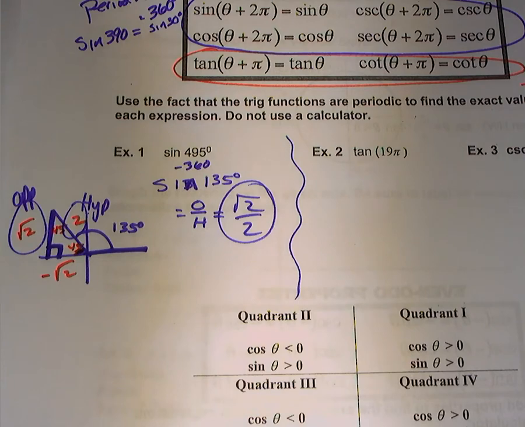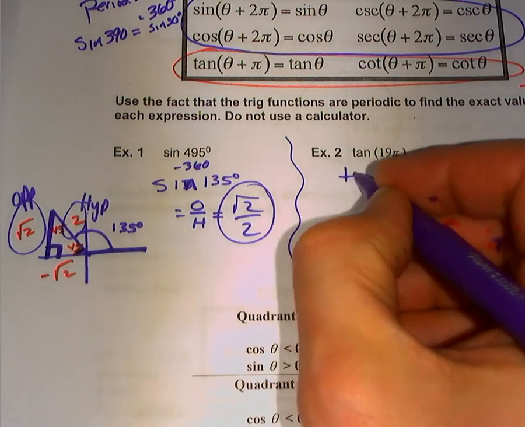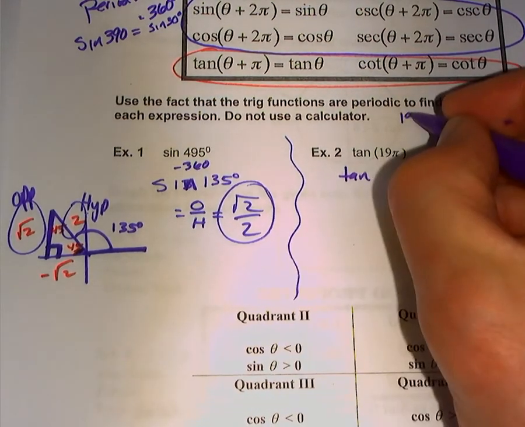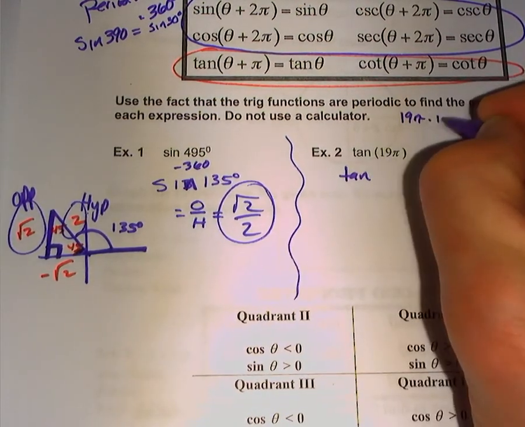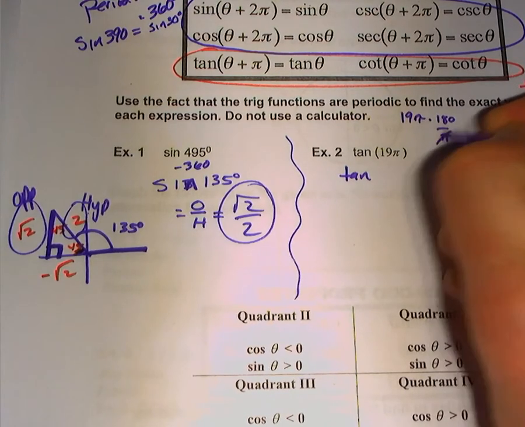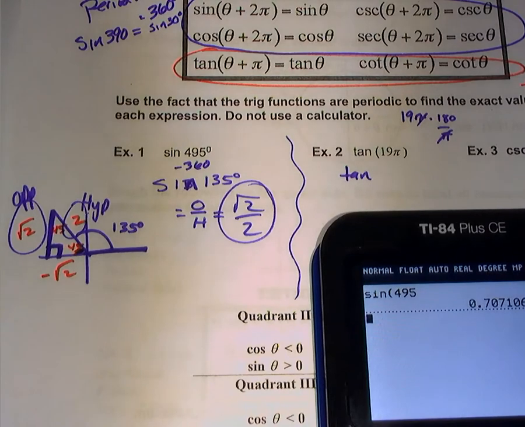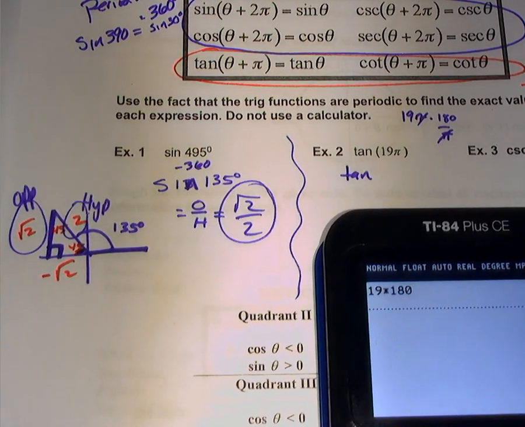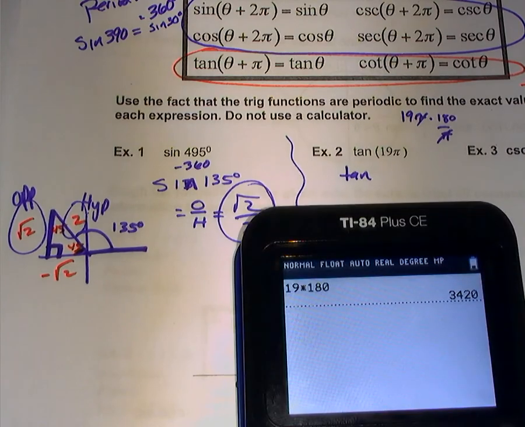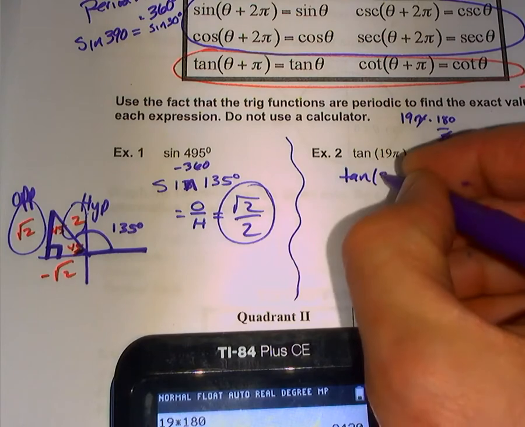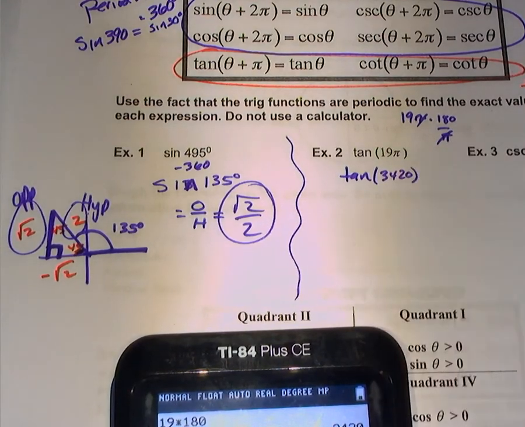Now, some people don't like working in radians, so I'm going to go ahead and switch this to degrees. I'm going to take 19 pi and multiply by 180 over pi. So the pi's cancel. And I have no idea what 19 times 180 is. I got 3,420. Whoa, that's huge, right? Way too big.